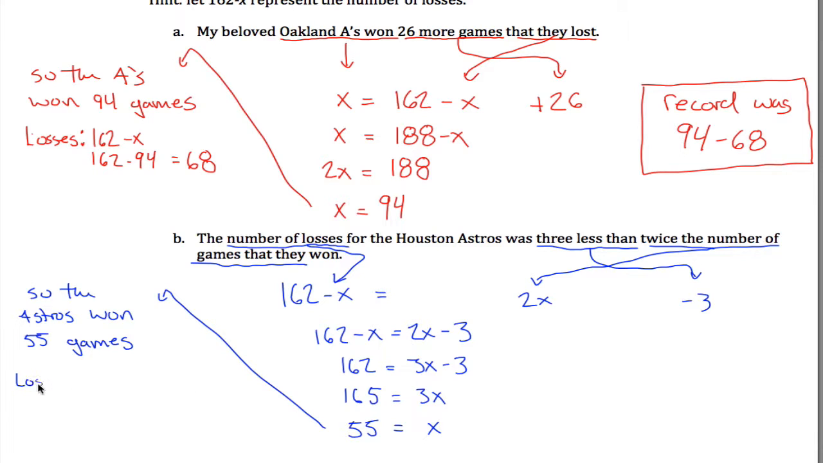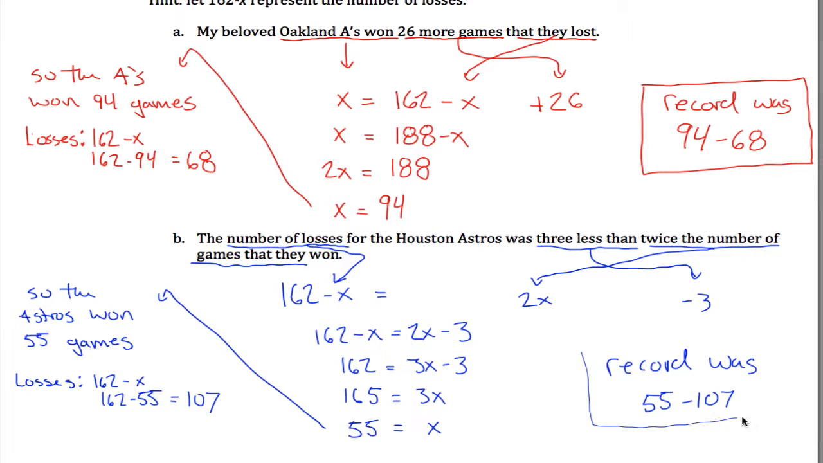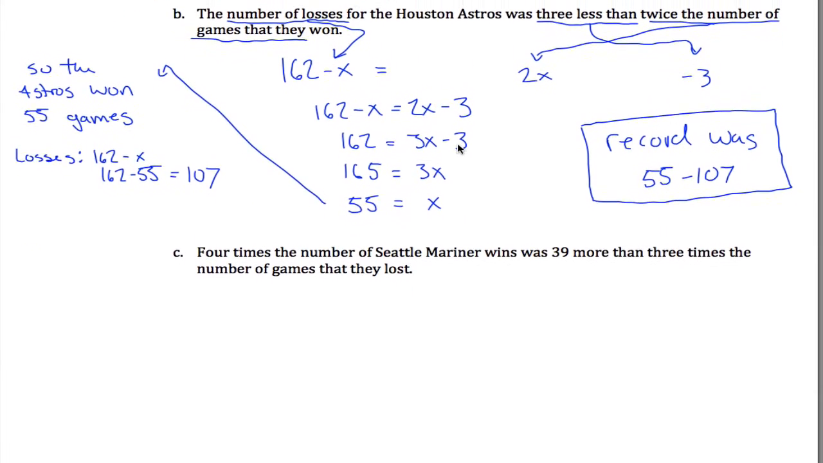And we can figure out losses. We know they played 162 games, and they won 55 of them. So if we figure out 162 minus 55, what's that, 107? We get that their record was 55 and 107. All these are correct too. I pulled actual records from 2012. So you can at least check your answers by looking at the standings.